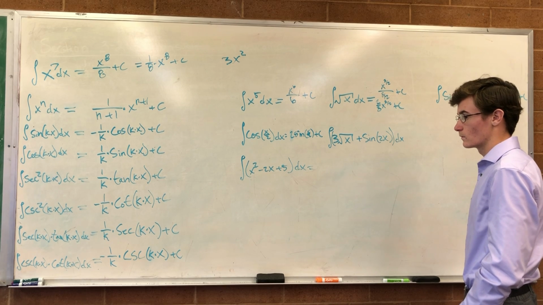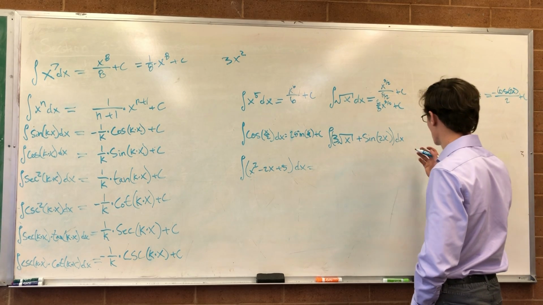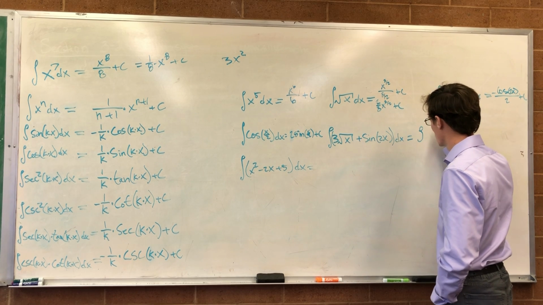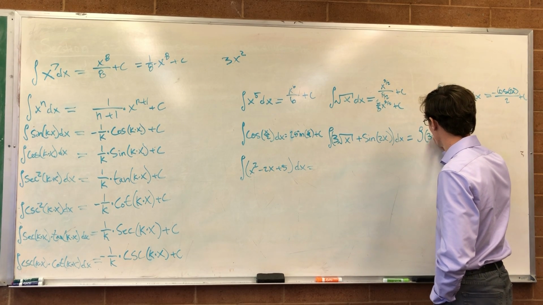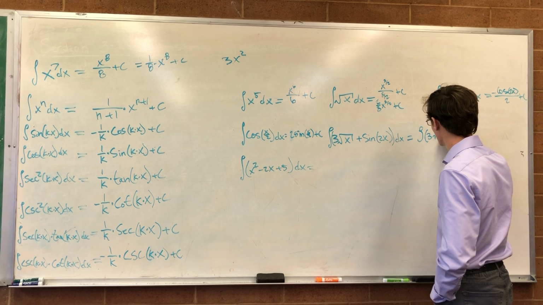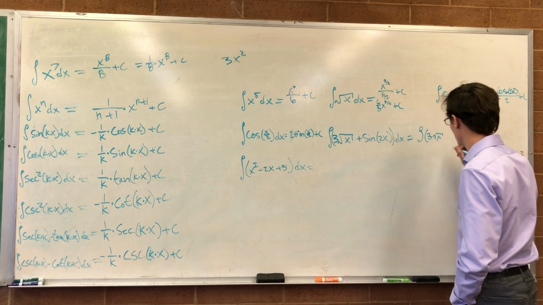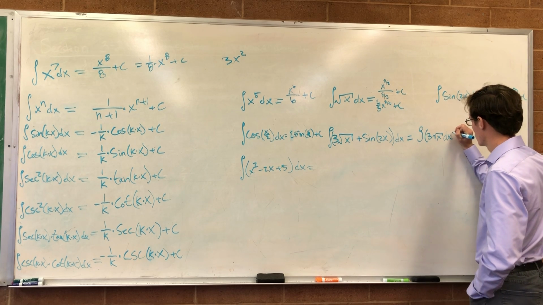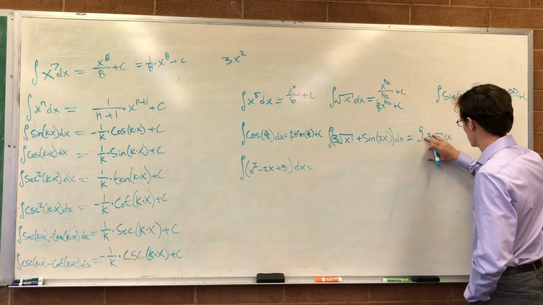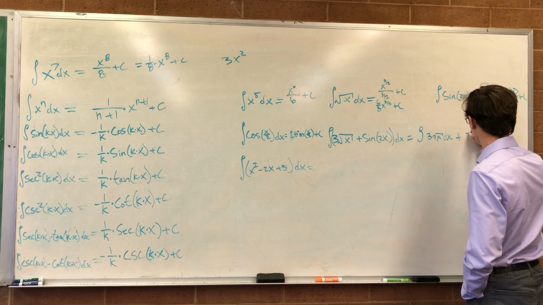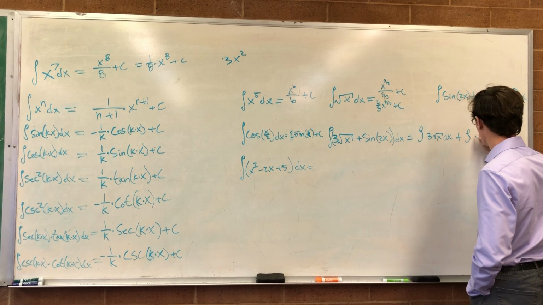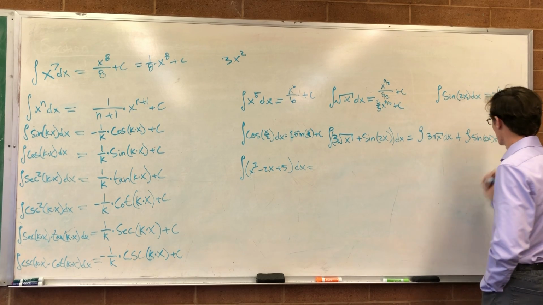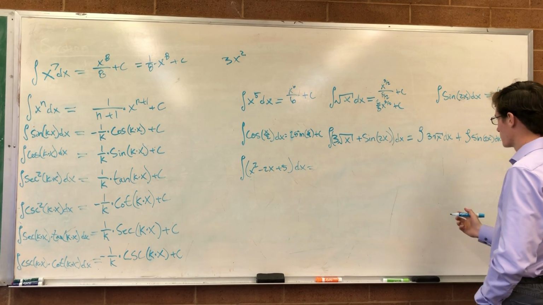Okay, so I can rewrite that. That's equal to the integral of 3 square root of x with respect to x, dx. Get rid of your first parenthesis. Plus the integral of the sine of 2x with respect to x. Now you can calculate each of those separately.